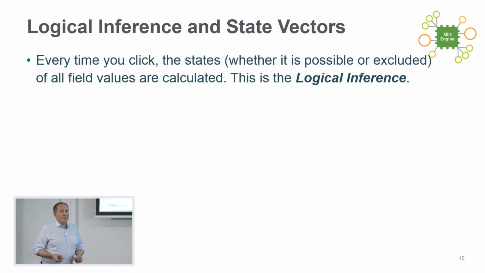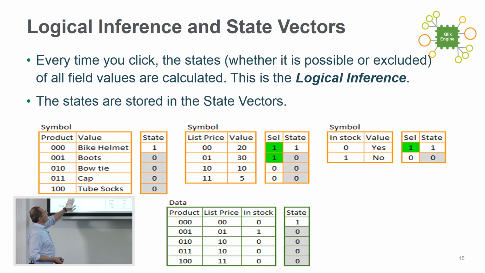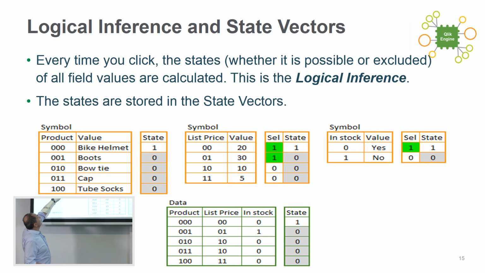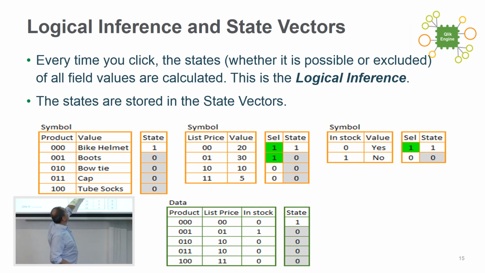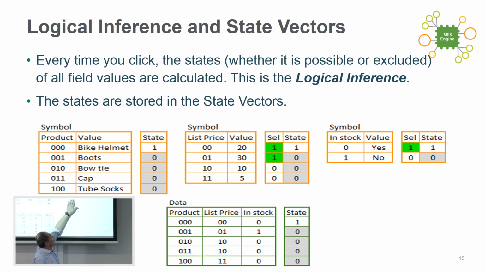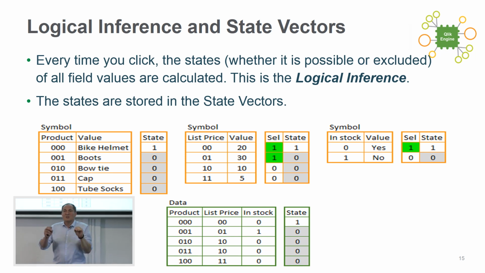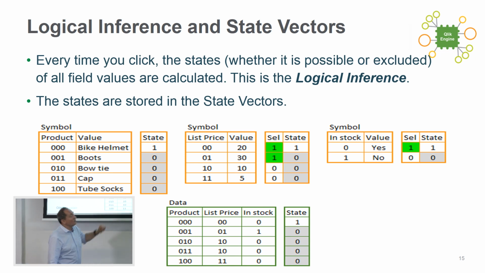And then we store the result of the logical inference in something called state vectors. You can see here that for the symbol table for the products, 5 rows, we have a state vector that has 5 rows. For the list price, 4 rows. For the flag, whether it's in stock, we just have 2 rows. So you can see that the state vectors are very similar to the symbol table, and we have the same number of rows. And in addition, we also have a state vector for the data table.